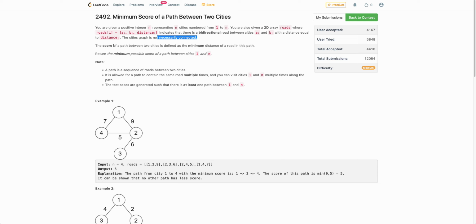Now you need to find the minimum score of a path between two cities. In particular, you are looking at the score of a path from 1 to n. So what is the score? Score is the minimum edge, or the minimum distance road, that you have to travel while traveling from source to destination. For example, let's say this is the configuration and we have to traverse from 1 to 4. Now there are various possible ways to traverse from 1 to 4. You can go directly from 1 to 4. You can go via 2. You can go to 3 and then come back to 2 and then go to 4, right? This is also a valid way.